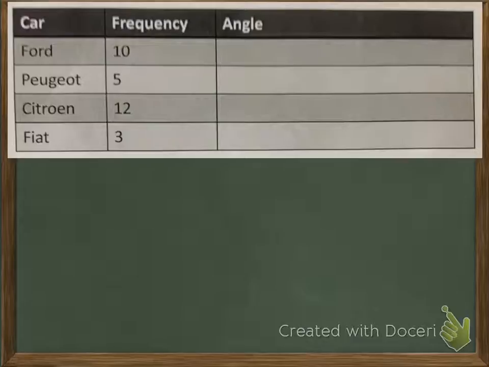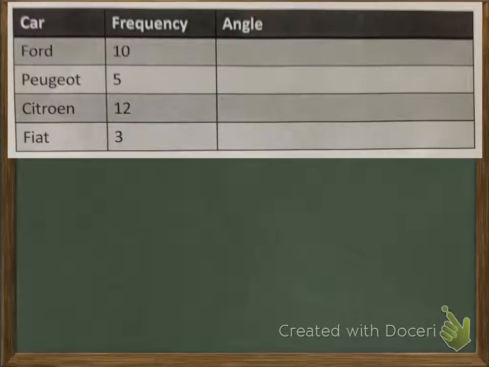So in the example we've got a survey of the cars people drive. In this survey 10 people drove Fords, 5 people drove Peugeots, 12 people drove Citroens and 3 people drove Fiats. And we want to draw a pie chart to show this.